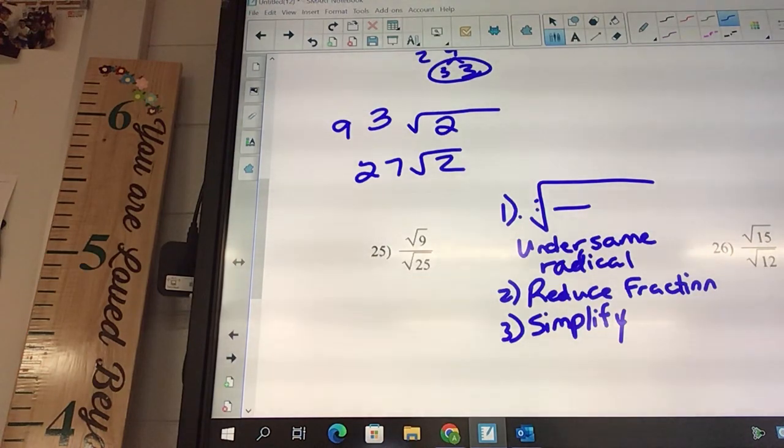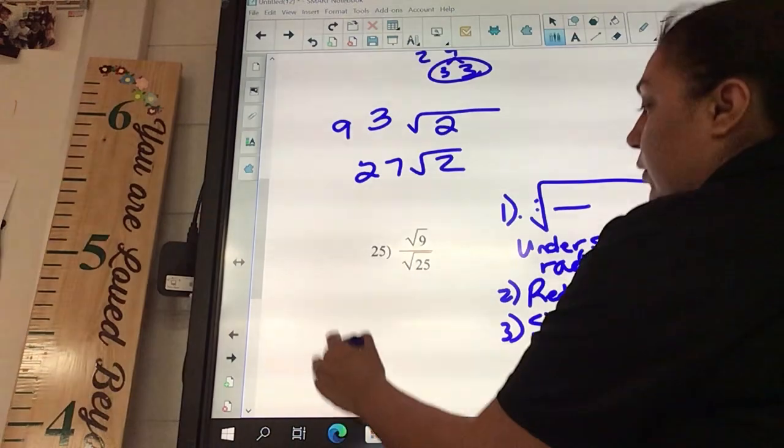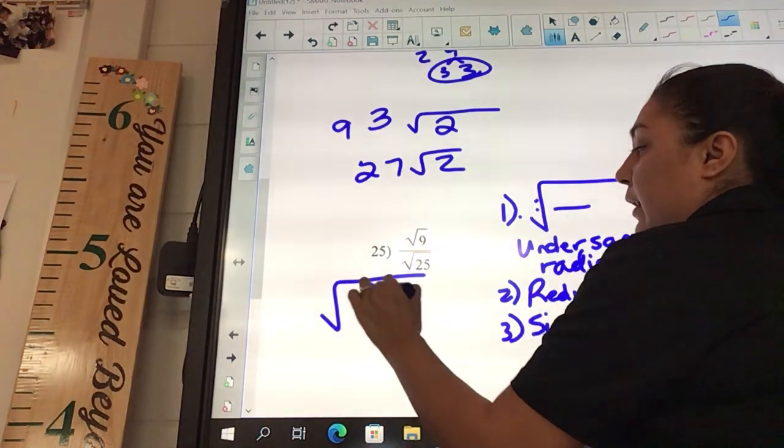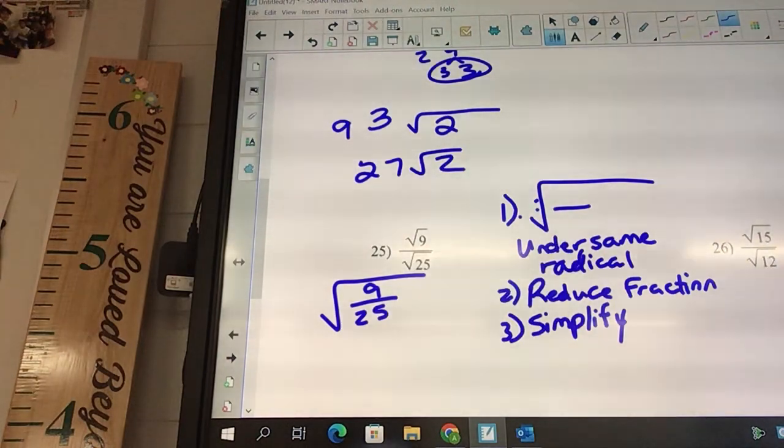Some things are just hard for me to write directions for, okay? But we can put these under the same radical, so it's going to look like 9 over 25. On your calculator, you can hit the fraction button. What does 9 over 25 simplify to? Nothing.